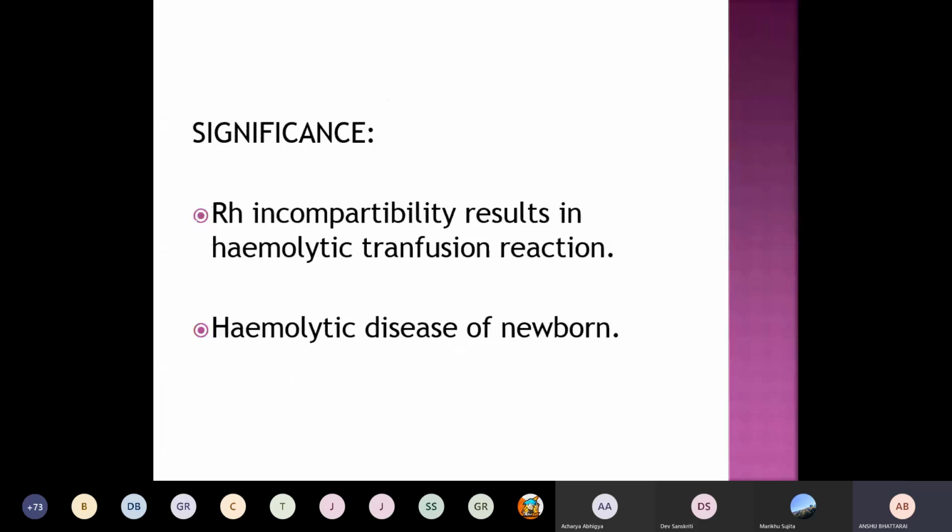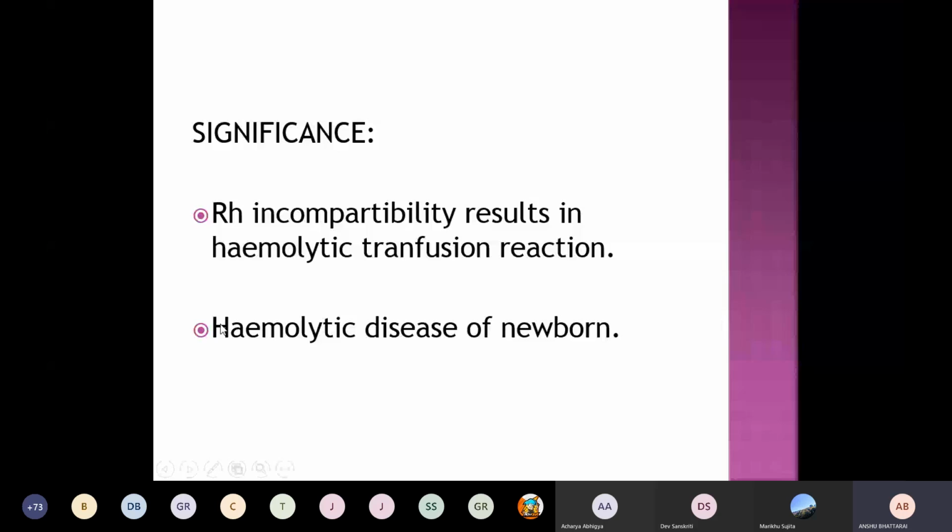So I hope all of you have studied this. Rh incompatibility results in something known as hemolytic transfusion reaction, in which there is massive hemolysis or destruction of the RBCs. So when Rh incompatible blood, for example Rh positive blood, is transfused to an Rh negative patient, it does not matter much the first time, but on subsequent transfusions there is great chance of hemolytic transfusion reaction.